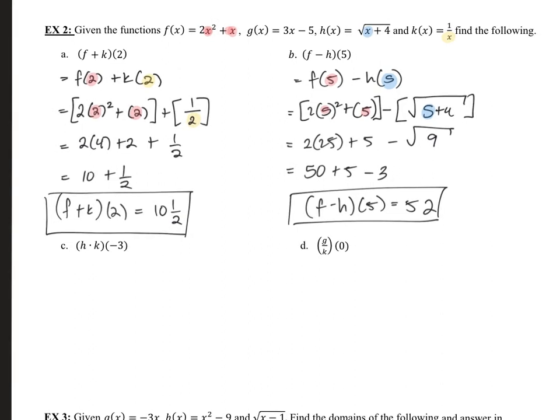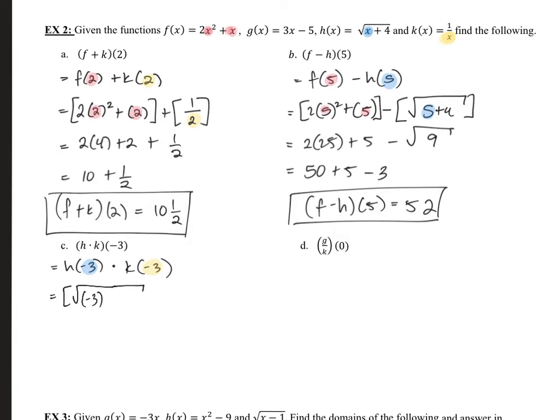H times k of negative 3. So h of negative 3 times k of negative 3. This time we're replacing x with negative 3. So k is, we used yellow, so we're going to replace it there. And then h we used blue. So let's go ahead and input the functions. We have the square root. Notice I'm using these brackets to indicate where I input them. You don't need to use the brackets. I just like to use them as placeholders.